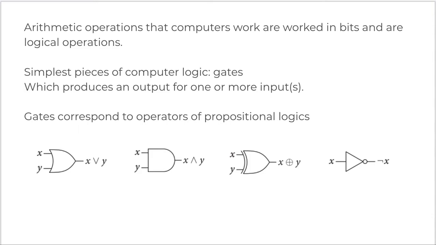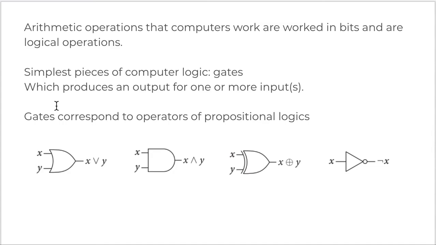Okay, let's go to the logical operators. This is where we start chapter 11, just for people who want to break the video down. So arithmetic operations that computers work with are done in bits and are logical operations. A computer is basically just operations of zeros and ones, and whatever high level languages we code in eventually goes down to zeros and ones in the assembly code.